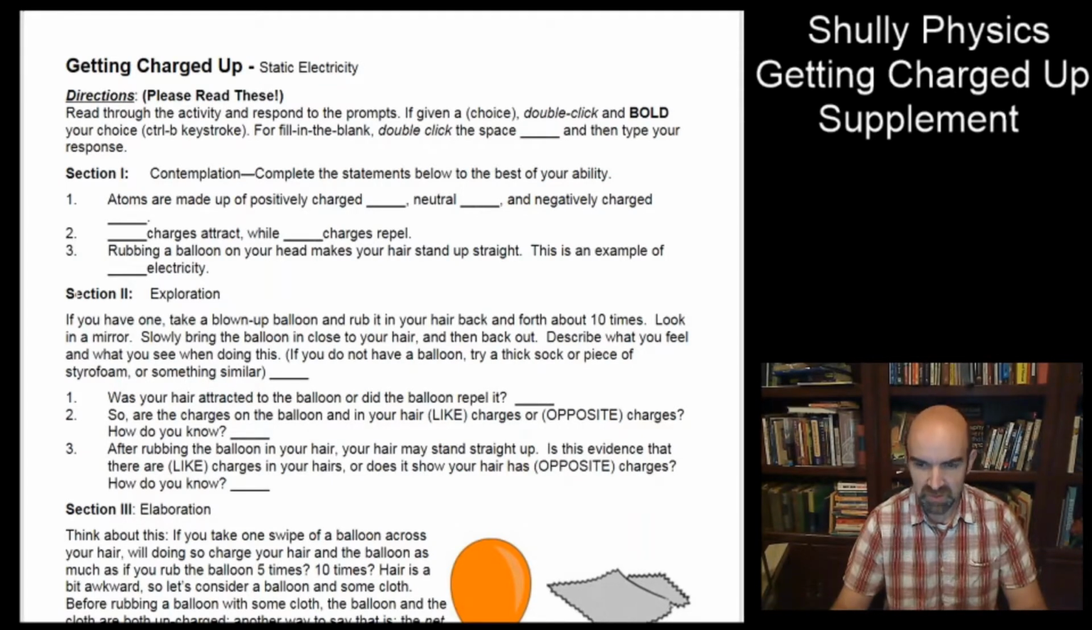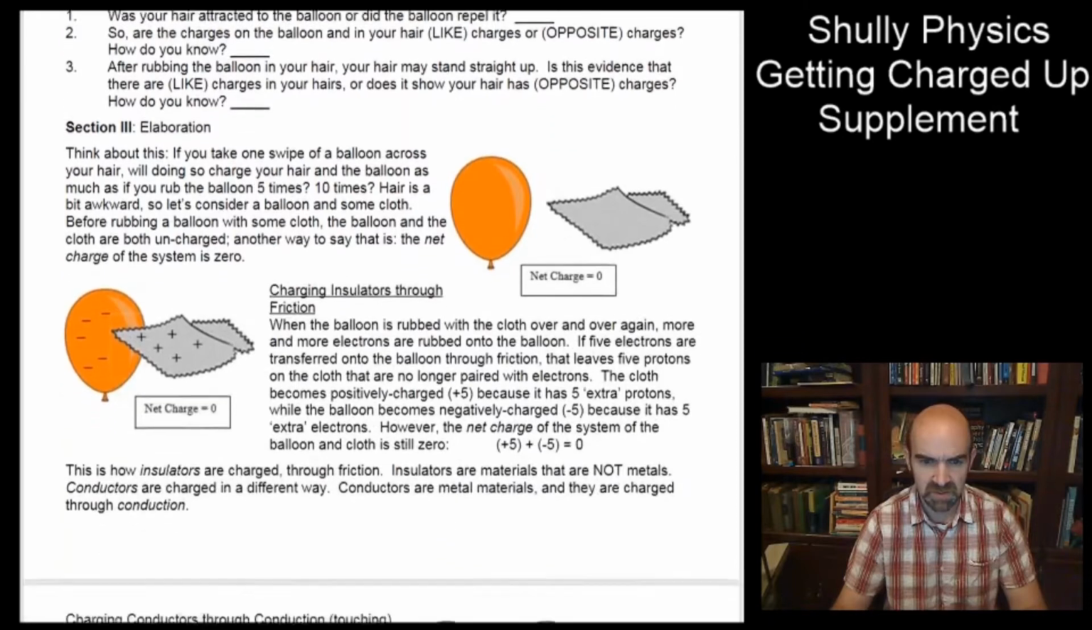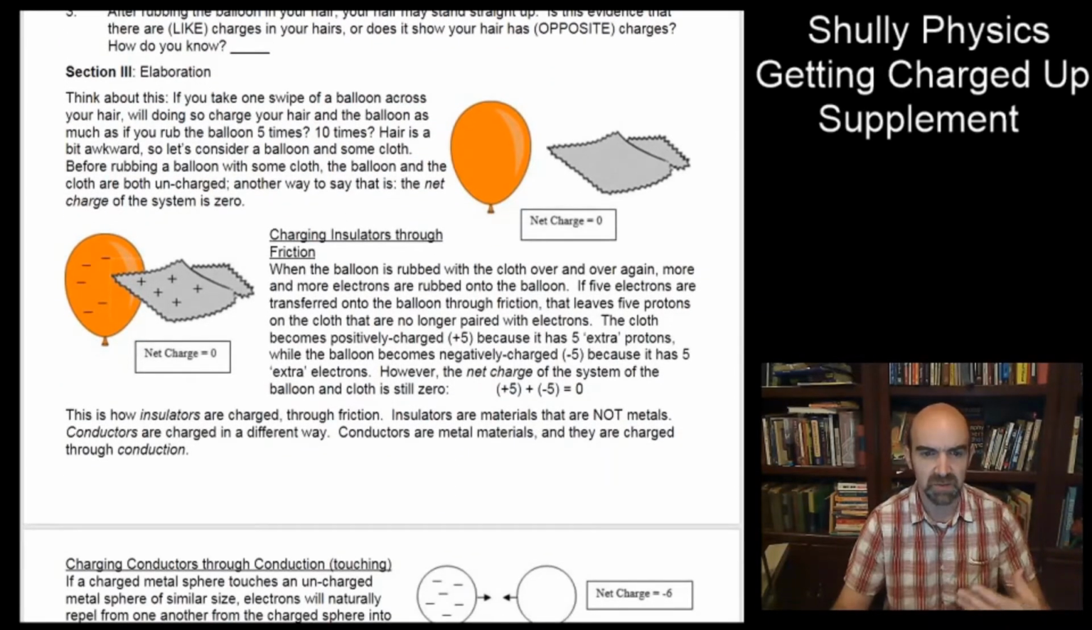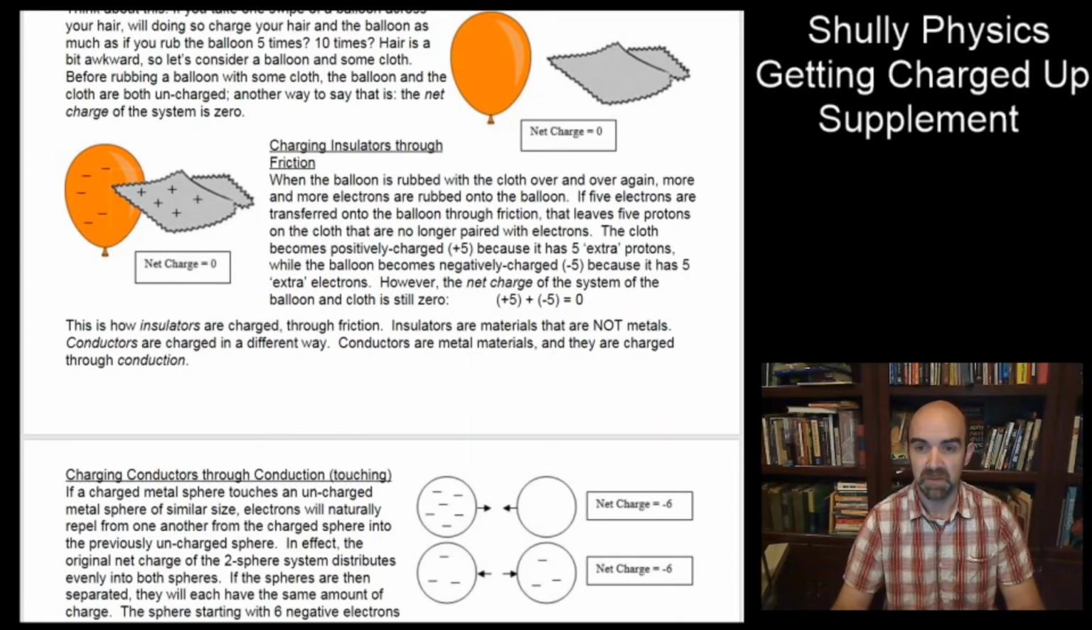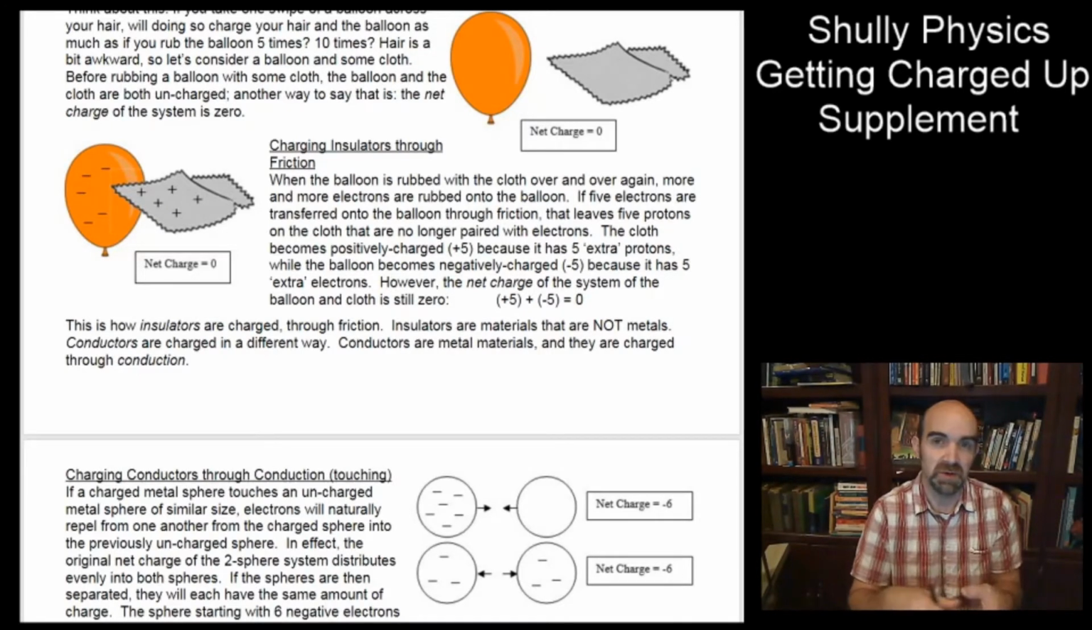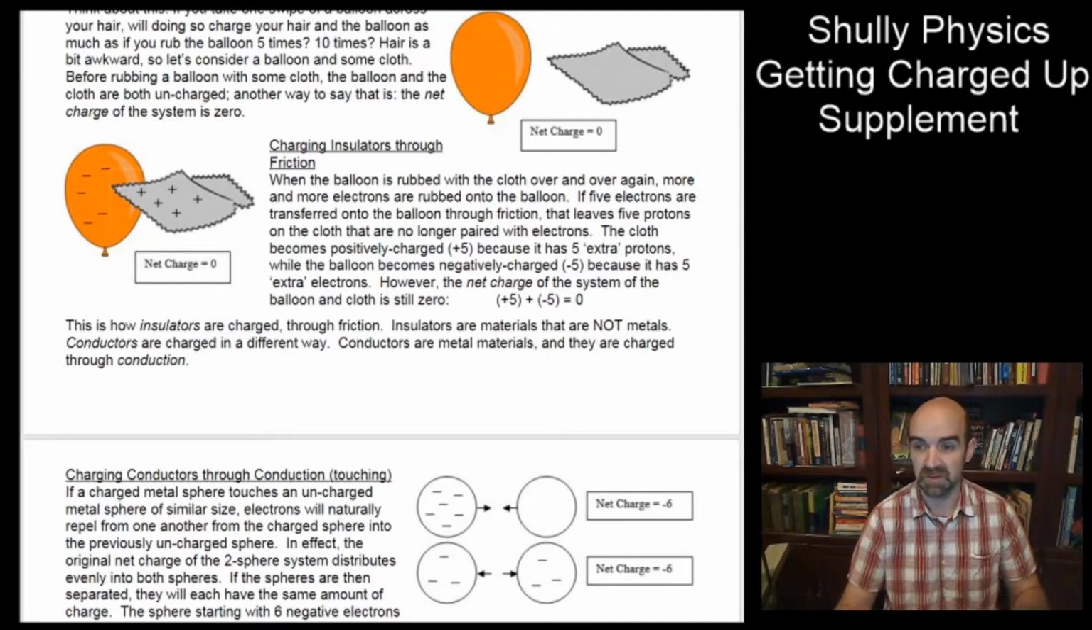Now section 3, please read through that carefully. It's going to talk about how charging through friction works, and we're getting into a section on something called the law of conservation of charge. The law of conservation of energy and matter works very much the same way. The big idea is that the charges you have to start with equal the charges later on. So if there's some kind of interaction between objects and charges redistribute, you have to remember that the number of charges that you start with equals the number of charges that you end up with.